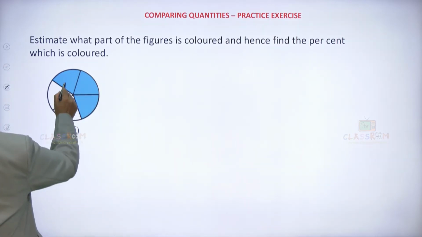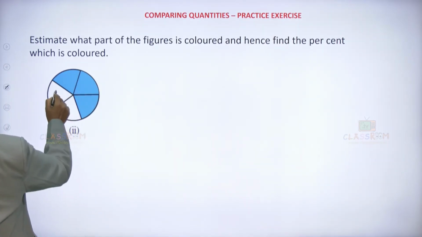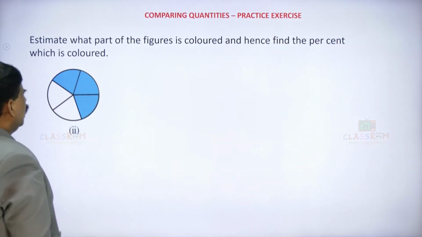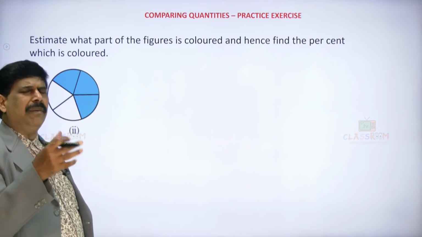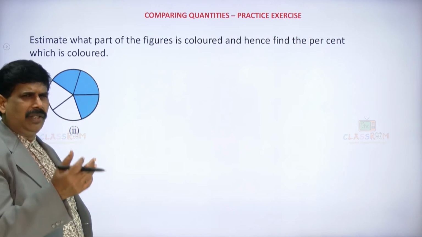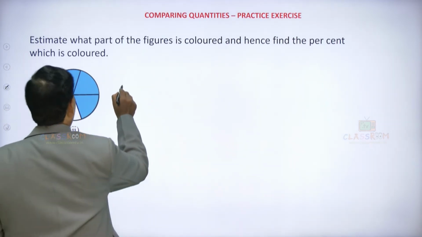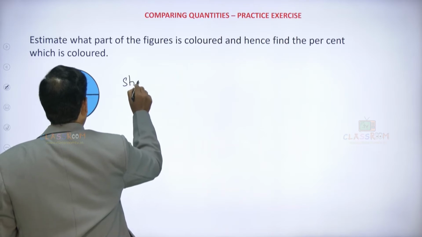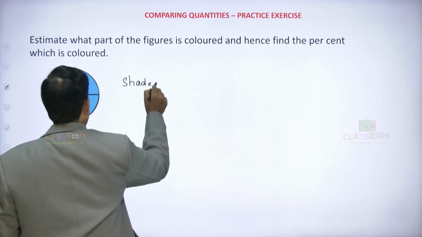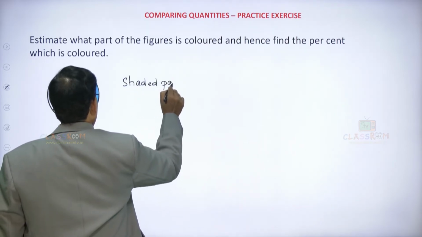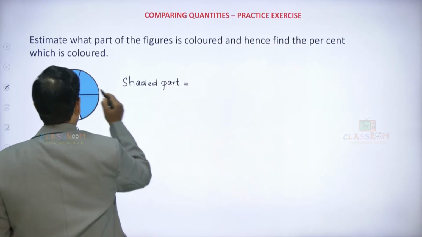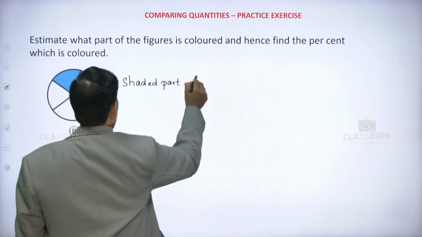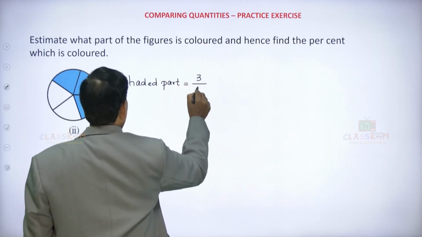So the total parts, 1, 2, 3, 4, 5 equal parts. In that 3 of them are shaded. So what is the shaded part here? 3 of them are shaded. So 3 out of 5.